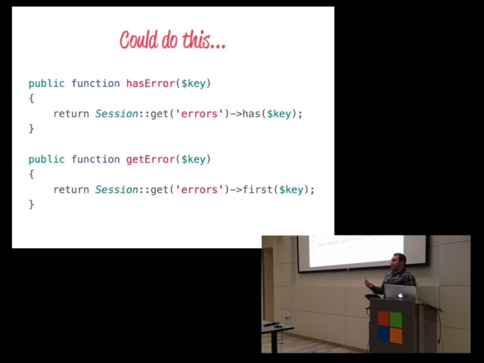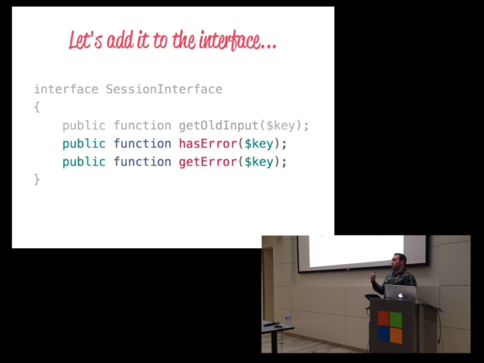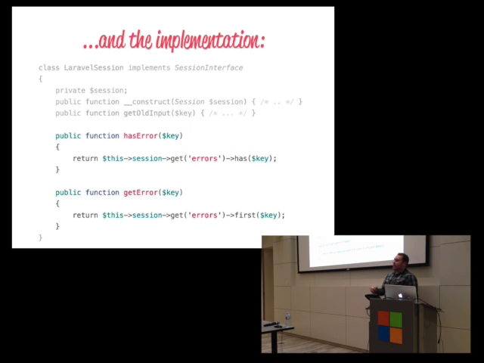So why don't we just add these methods to our session interface that we defined earlier? So instead of just having this old input method, now we'll have a hasError method and a getError method. And we can implement those in the same way. In our Laravel session implementation, we're still passing in that session class, which we're depending on for our implementation of retrieving and asking about the errors. And we can just move those methods over and delegate them to the actual session object, just like we were doing for the old input, and everything would work well.